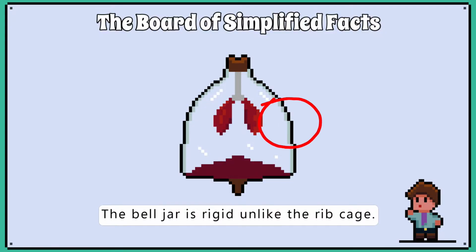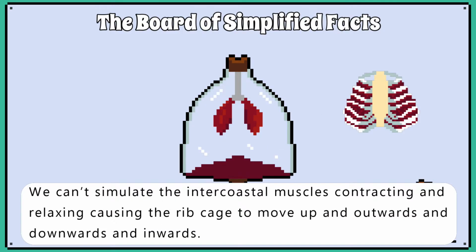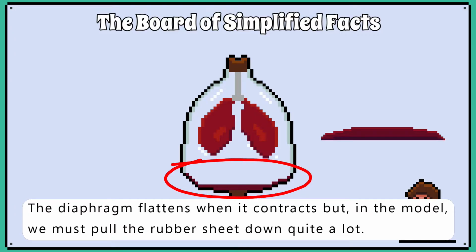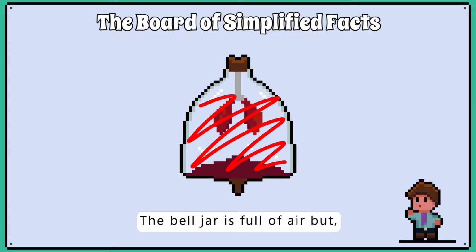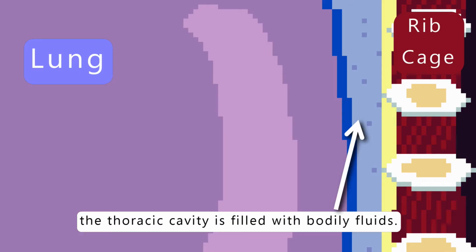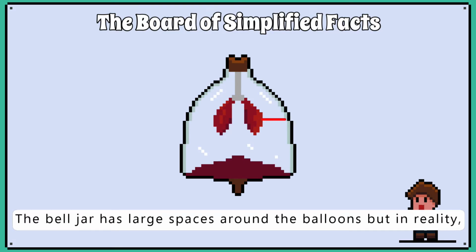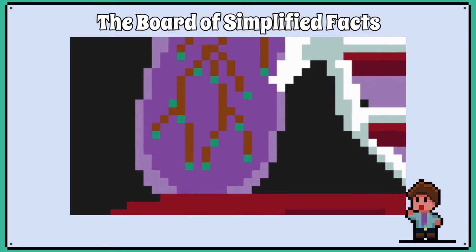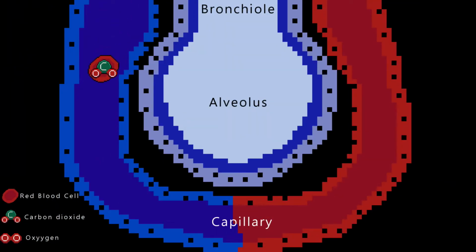The bell jar is rigid, unlike the rib cage. We can't simulate the intercostal muscles contracting and relaxing, causing the rib cage to move up and outwards, and downwards and inwards. The diaphragm flattens when it contracts, but in the model, we must pull the rubber sheet down quite a lot. The bell jar is full of air, but in reality, the thoracic cavity is filled with bodily fluids. The bell jar has large spaces around the balloons, but again, in reality, the space around the lungs is small in the thoracic cavity.